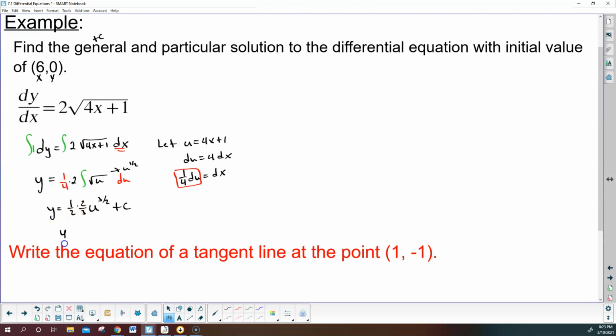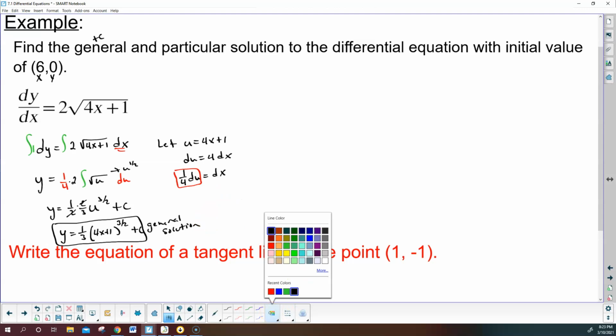Okay. So now, notice the 2's reduce out, so I get a 1/3, and then I get 3/2 c, and whatever u is, we're going to just go right back and plug u back in. So there is my general solution.